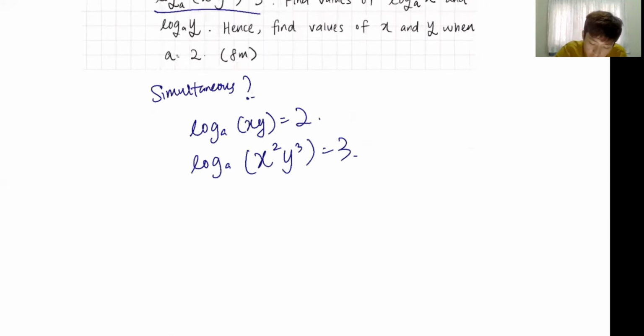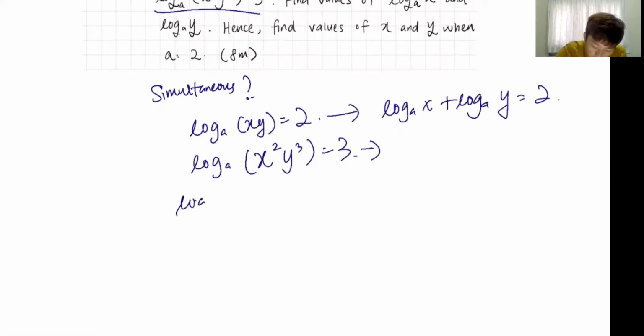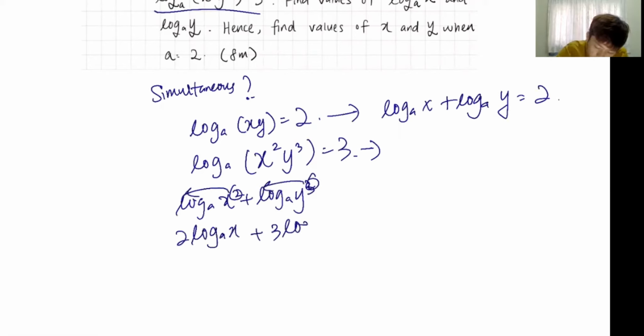So from this one, what I get is log ax plus log ay equals 2. For this one, first of all, I separate them into log ax squared plus log ay cubed. Then I bring the powers forward: 2 log ax plus 3 log ay.